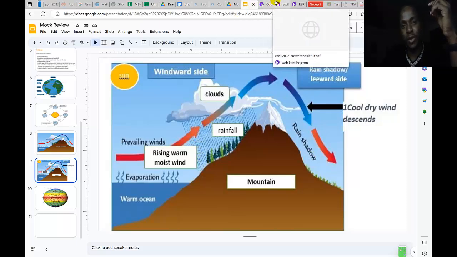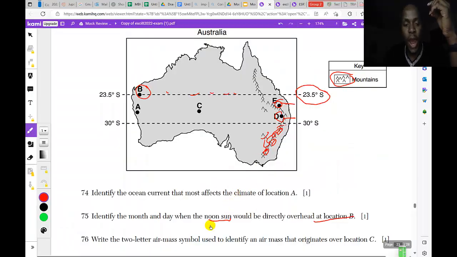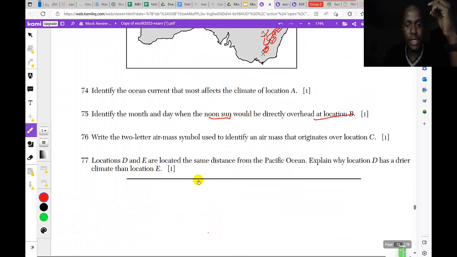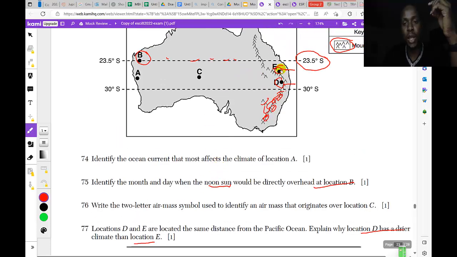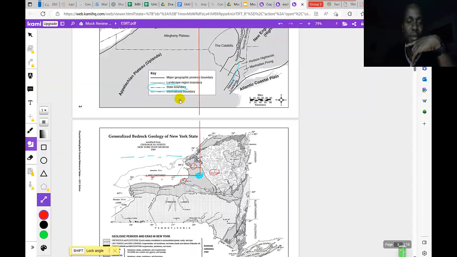So let's reattempt that question again. Question 77: Why is location D drier than location E? So the answer would be location E is on the windward side of the mountain, while location D is on the leeward side of the mountain.